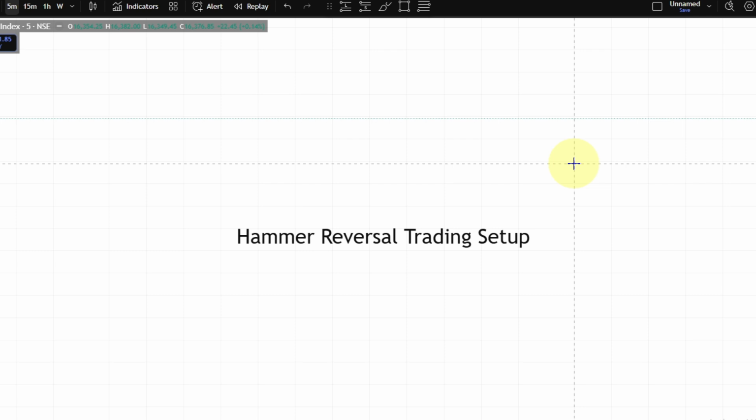Hello everyone, welcome to the Stratex Path. Today we are going to understand a strategy called the hammer reversal trading setup. This is a very popular trading setup, and many traders trade with this strategy almost every day. So without any further ado, let's learn this trading setup.